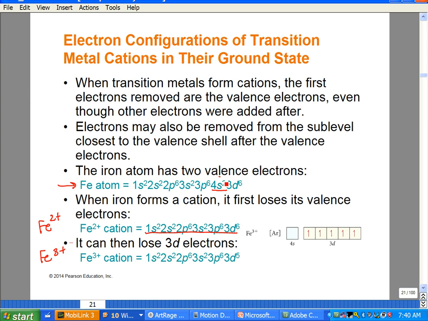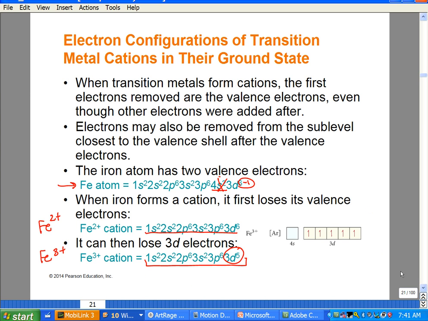When we have an electron configuration that results in unpaired electrons, then that atom or ion will have a magnetic field and it will be attracted to a magnetic field. And so we call those paramagnetic. And the effect is called paramagnetism.